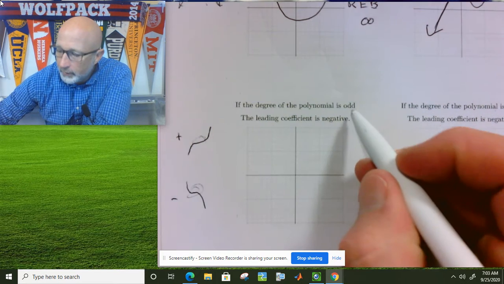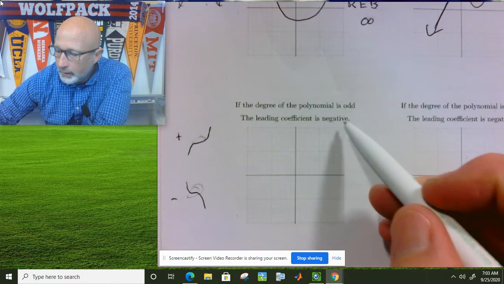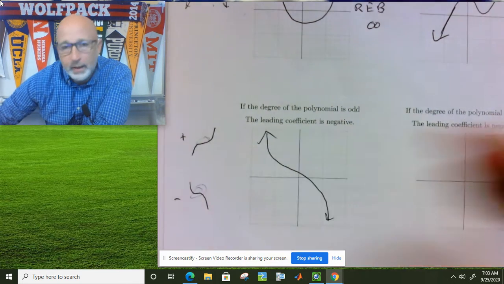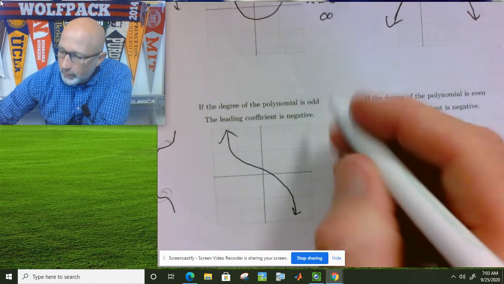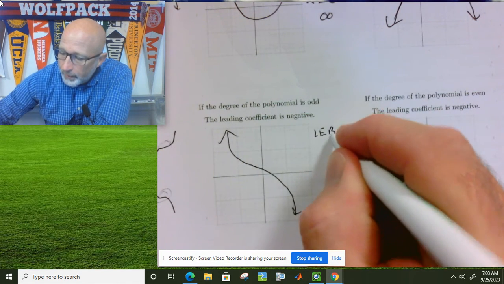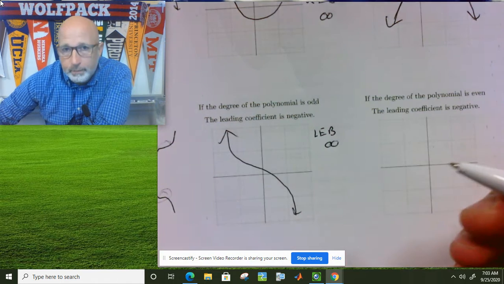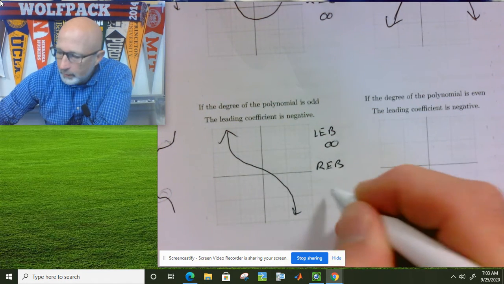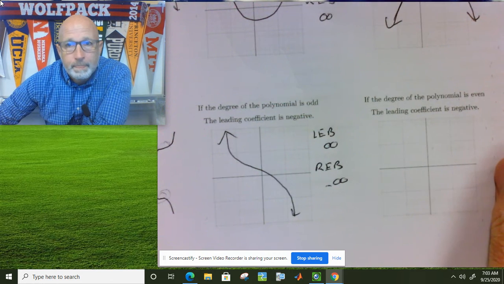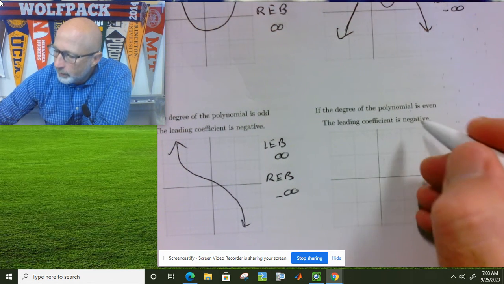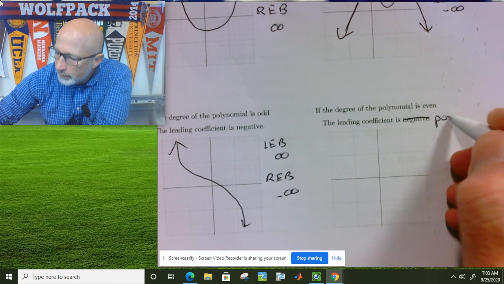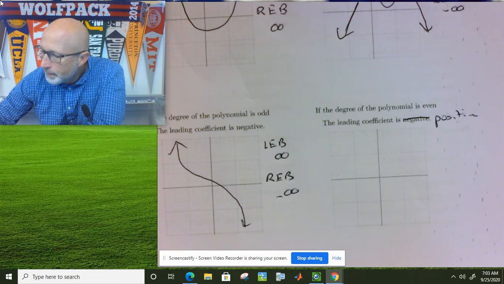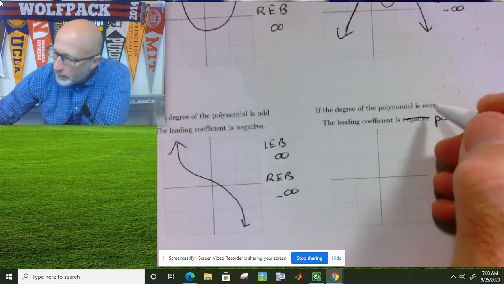Okay, so if it is odd, which is going to be one of these, and the leading coefficient's negative, it's going to be going down from left to right, something like that. Okay, so the left end behavior is going to be infinity, and the right end behavior is going to be negative infinity. Okay, so this should be positive now. Okay, so the degree of the polynomial is even. This should be odd as well.